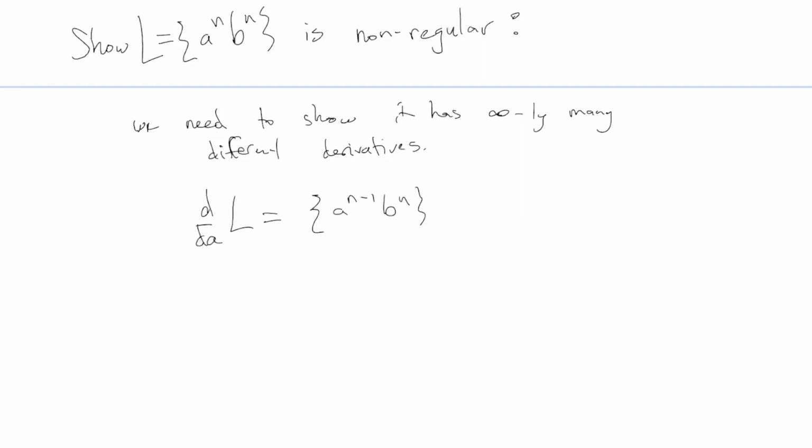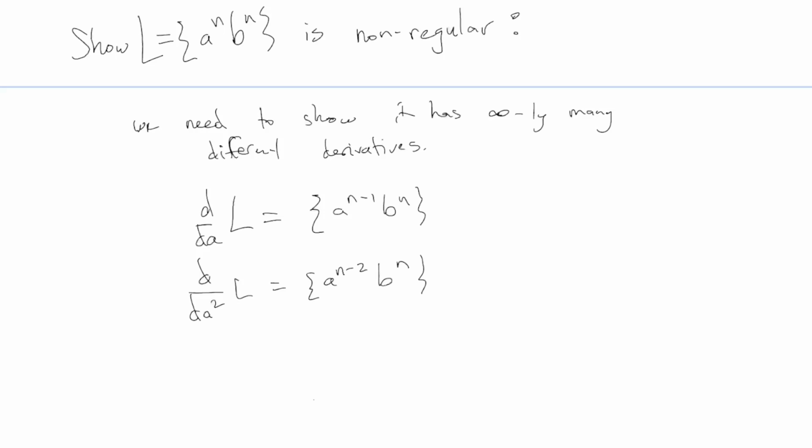Can anyone give me a different derivative? Yeah? A to the n, b to the n? You can't use n when I want to say derivative with respect to something else down here. It has to be a specific string. How about a squared? Can anyone say what the language is going to be there? That means you just cancel the first two a's. So this is a to the n minus 2, b to the n.